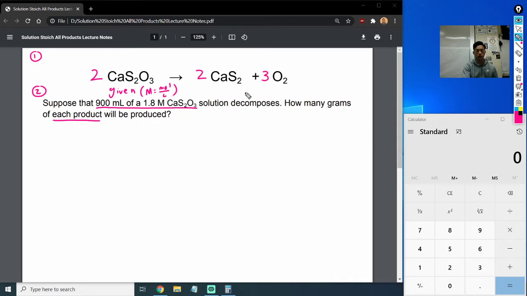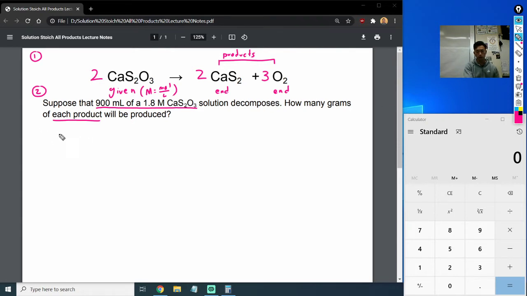So if you take a look at this equation, we have two products, right? Products are the stuff on the right side. So these are our products, and we're going to be looking for both of them. We're going to be looking for grams of CaS2 and grams of O2. So we're going to have to do two different stoichiometry problems in order to solve this problem.